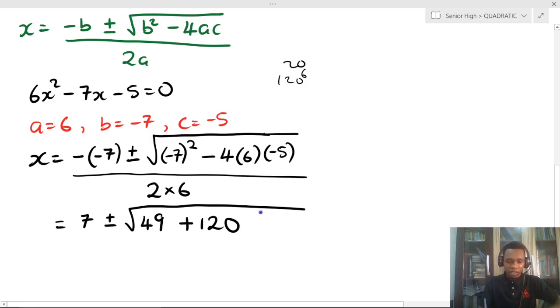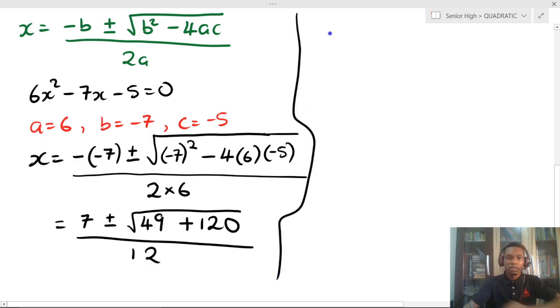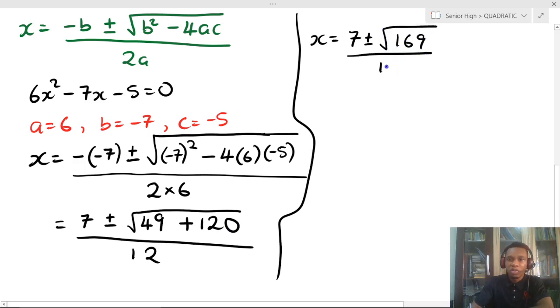Therefore, this square root is just too long, so let me shorten it. Okay, so we have this over 2 times 6, which is 12. So continuing, let's draw a line, and then our x is still equal to 7 plus or minus, now 49 plus 120 is what we'll now be looking at. 49 plus 120 is what? 169. So that's square root of 169 over 12.